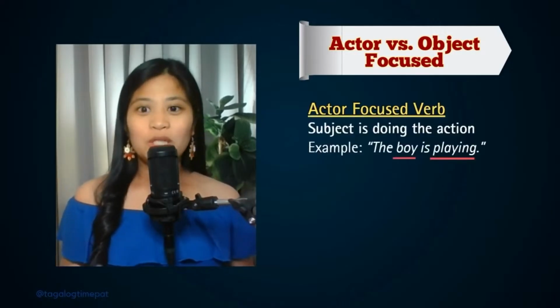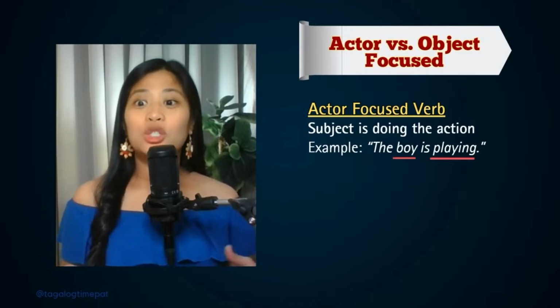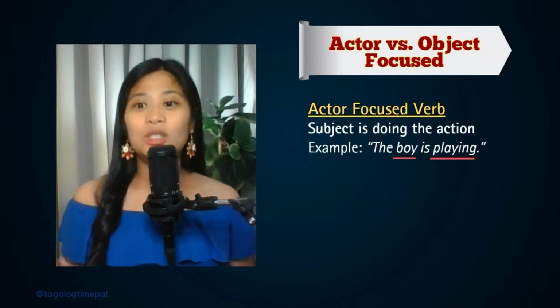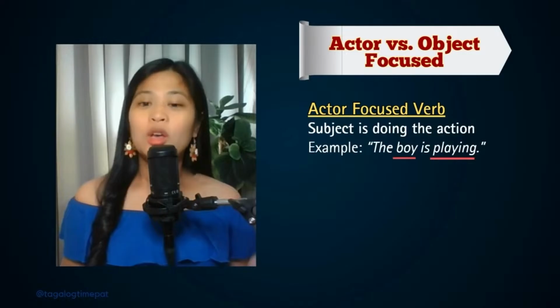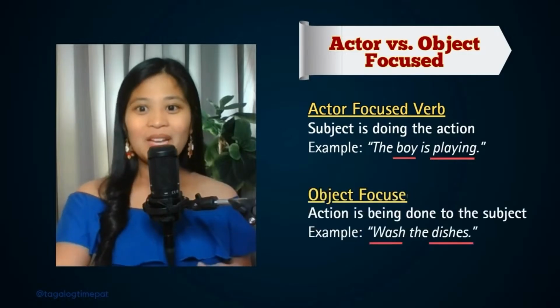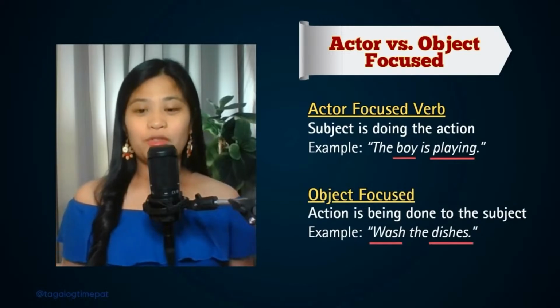Well, an actor-focused verb means that the subject is doing the action. For example, the boy is playing. Here, the subject is the boy, and he is doing the action. He is playing. So the focus here is on the subject. Whereas for an object-focused verb, the action is being done to the subject.